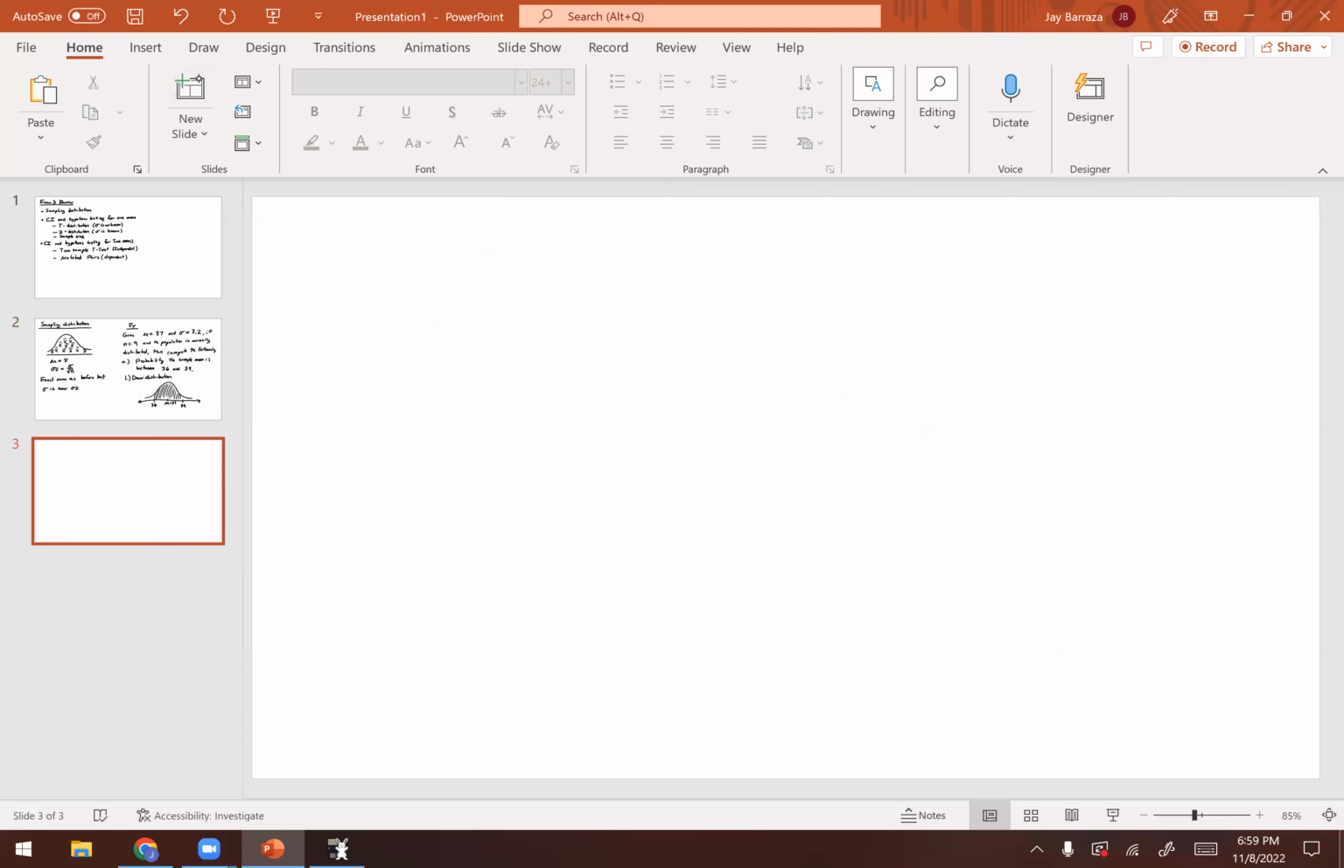So step two is find sigma x bar. So sigma x bar is equal to sigma over square root n, which is equal to 3.2 divided by the square root of 9, which is equal to, let me calculate this off to the side, 3.2 divided by 3, 1.067. Like that.